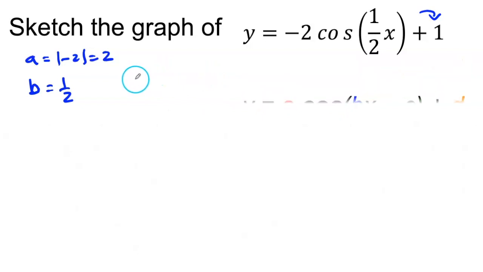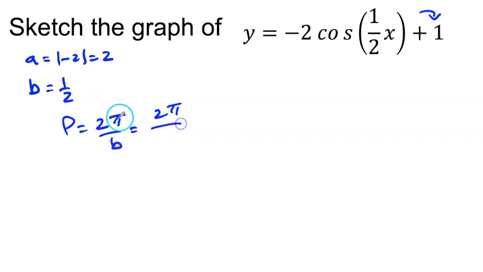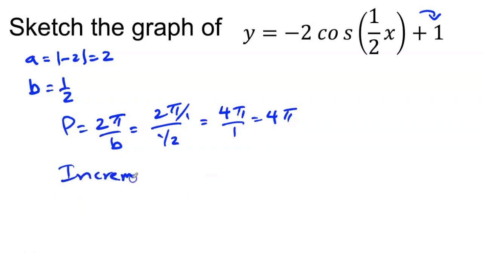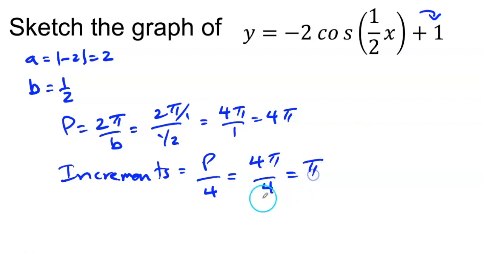All right, let's find the period of this function. So the period of the function is 2 pi over b, 2 pi over 1/2, right? Let's make the top fraction, and that's going to give me 4 pi divided by 1 times 1 is 1, which is 4 pi. Okay, my increments are the period of the function divided by 4, always. 4 pi divided by 4, my increments are going to be pi. All right, let's get this information into the graph.